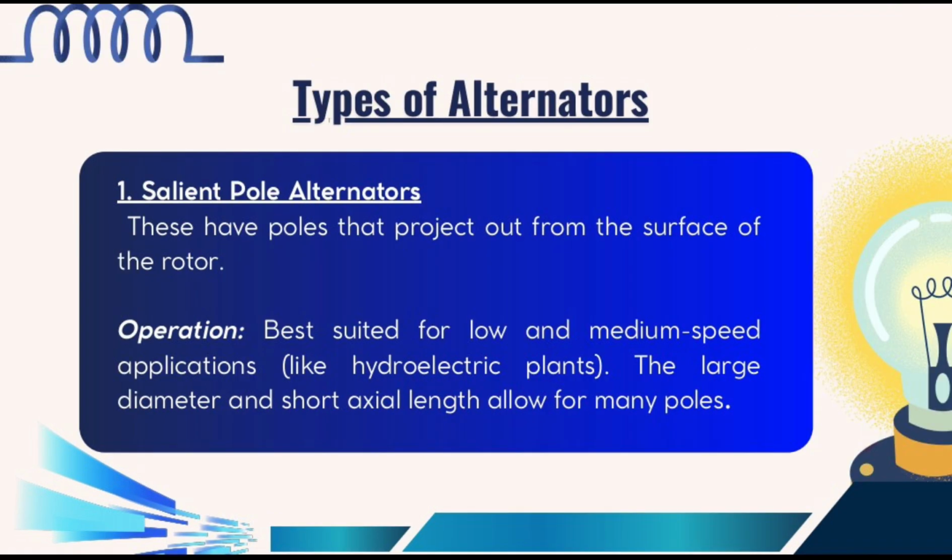And now let's proceed to the types of alternators. The first is the salient pole alternator. These have poles that project out from the surface of the rotor, and the operation is best suited for low and medium speed applications like hydroelectric plants. The large diameter and short axial length allow for many poles.